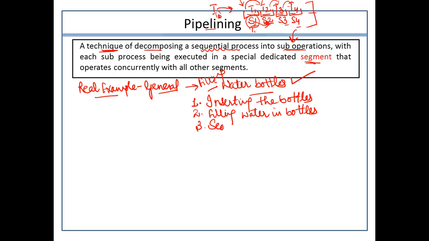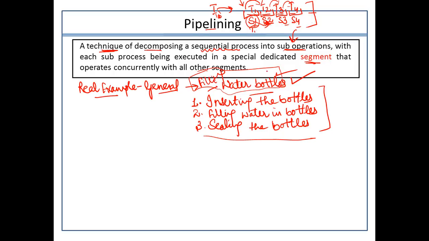The third is sealing the bottle. After filling the water, we need to seal the bottle. So these are, let us suppose, the three basic steps that the factory performs in order to fill up the water bottles and sell them to the public. This is the one task, and the end product is the water bottle.